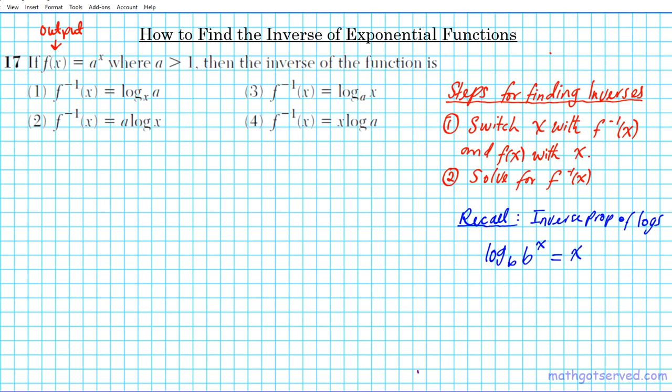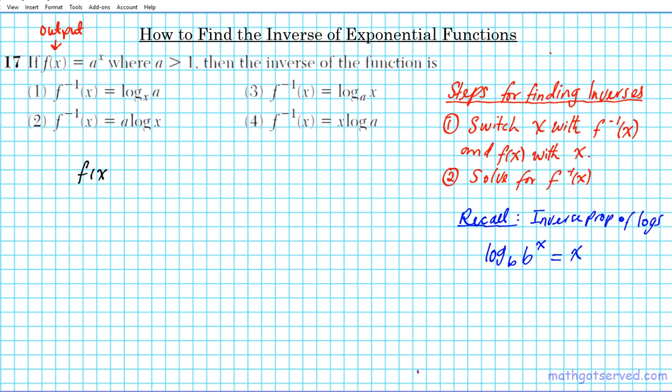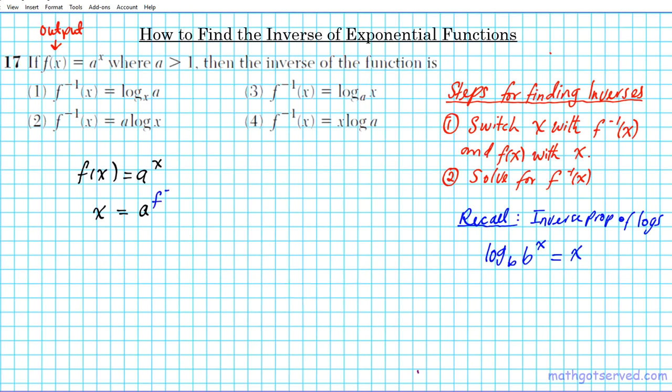So let's go ahead and take a look at this problem. We have the function f of x is equal to a to the x. Now we want to find the inverse, okay? The function that does the opposite of what this function does. So now what we're going to do is take the output and replace it with the input. f of x becomes x. a to the, now the input x becomes the inverse of the output. So instead of x, we're going to replace it with f to the negative 1 of x, like that.